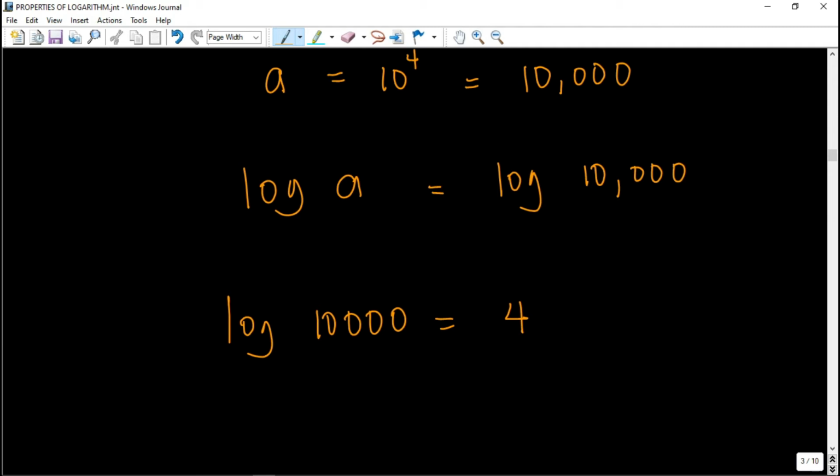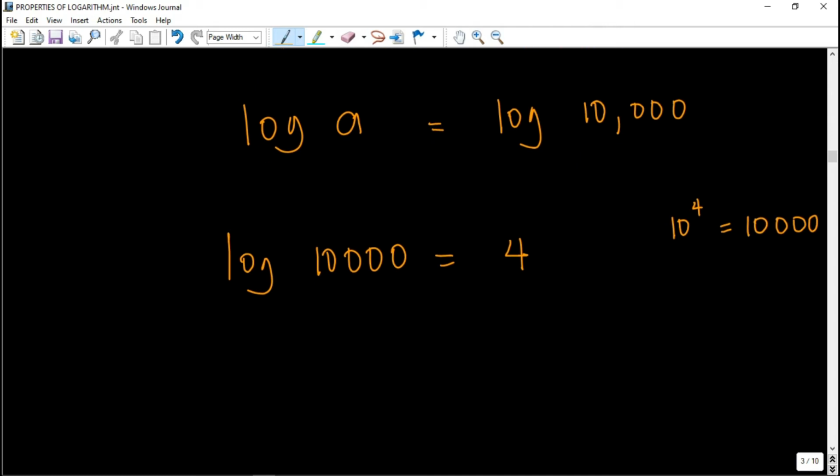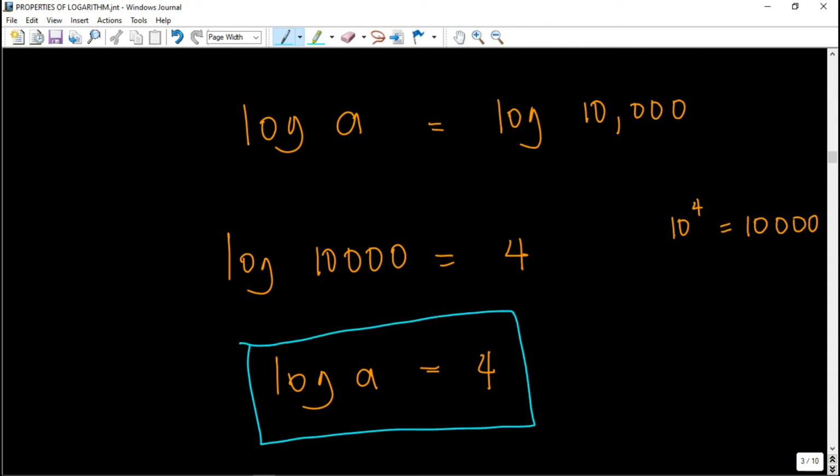Because if the base is 10, it is not written anymore. So 10 should be raised to 4. What is the exponent to get 10,000? That is exponent 4. Therefore, log a is just equal to 4. So that is our second problem.